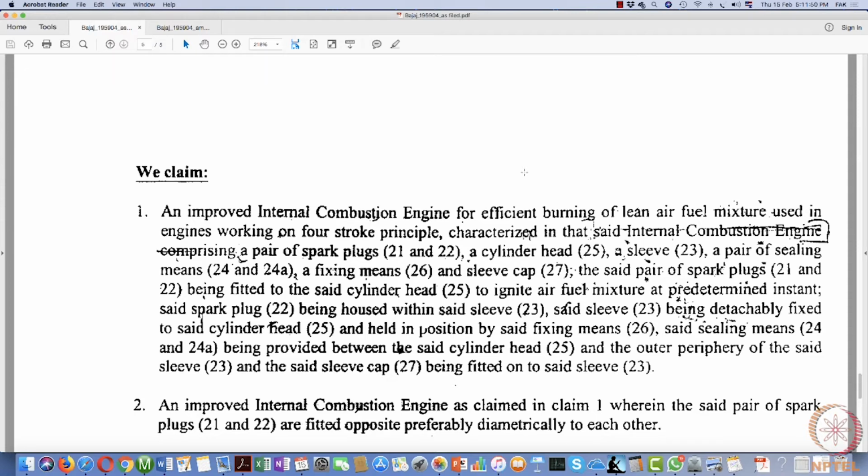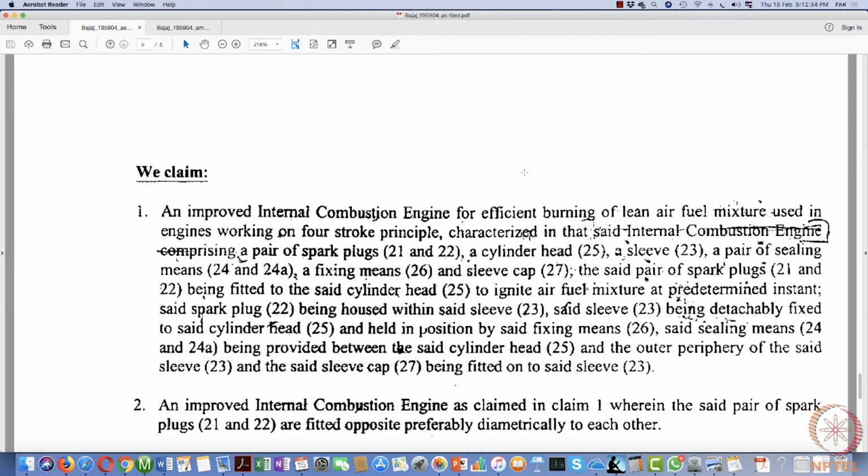Now claim 2 is a dependent claim. It satisfies all the requirements of a dependent claim. The preamble is shorter: the improved internal combustion engine as claimed in 1. It has eliminated the for efficient burning of lean air fuel mixture used in it. All that is removed, and the preamble, because it cross refers to an earlier independent claim, is much shorter. The preamble can also cross refer to a dependent claim, but in this case it's an independent claim, wherein the said pair of spark plugs are fitted opposite, preferably diametrically to each other. So you have an independent claim and a dependent claim.